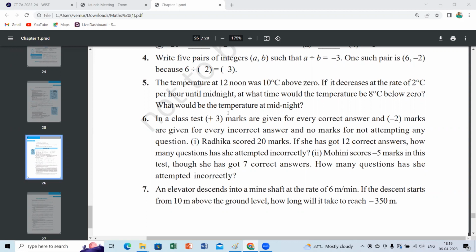If 14 degrees at 12, then 11 o'clock, 12 degrees. 10 o'clock, 10 degrees. 9 o'clock, minus 8 degrees. So at 9 p.m., the temperature was? Minus 8 degrees Celsius. 8 degrees below zero.